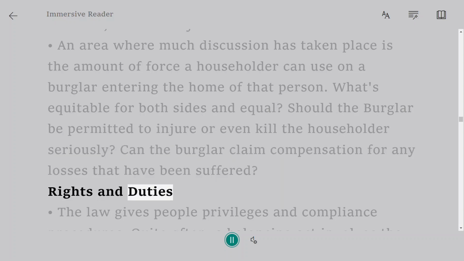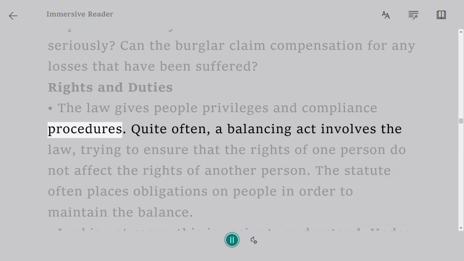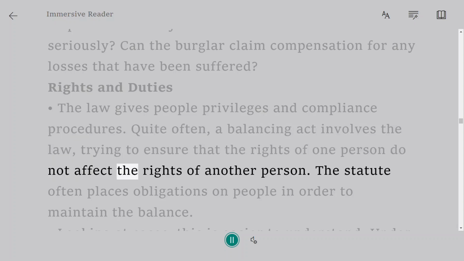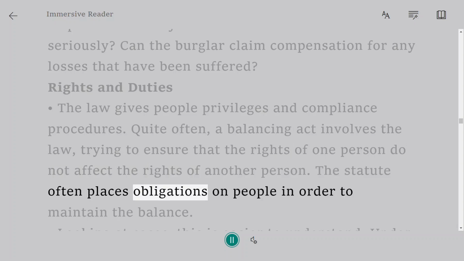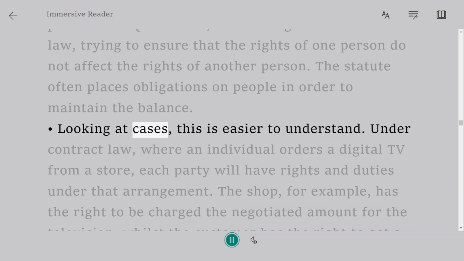Rights and duties. The law gives people privileges and compliance procedures. Quite often, a balancing act involves the law, trying to ensure that the rights of one person do not affect the rights of another person. The statute often places obligations on people in order to maintain the balance. Looking at cases, this is easier to understand.